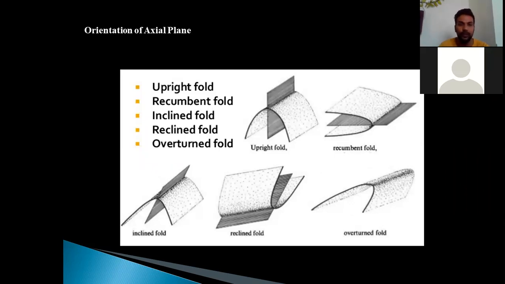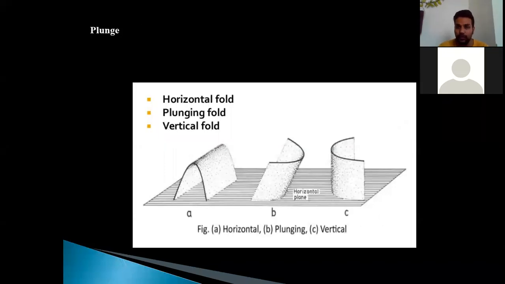Where we have seen the orientation of axial plane, how the folds are classified on the basis of axial planes, that is upright fold or symmetric fold, inclined fold or asymmetric fold, and the overturned fold, reclined fold, recumbent fold. Then we have seen on the basis of plunge, if it shows plunge, it is a plunging fold. If it is not, it is called a non-plunging fold. It can be further referred to as horizontal fold, plunging fold, vertical fold.